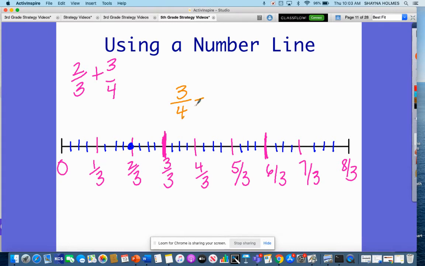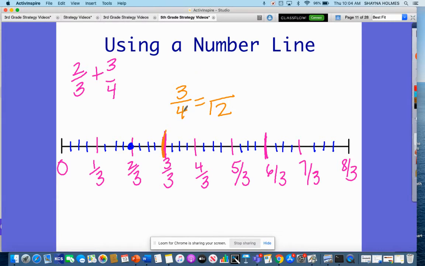So now what I've done is I've broken these into, if I look at this whole right here, each whole has now been broken into 4, 8, 12. It's been broken into 12. So I need to know what 3/4 would be equal to. I need to find an equivalent fraction. 3/4 would be equal to what over 12? What fraction of a 12 would be equal to 3/4?